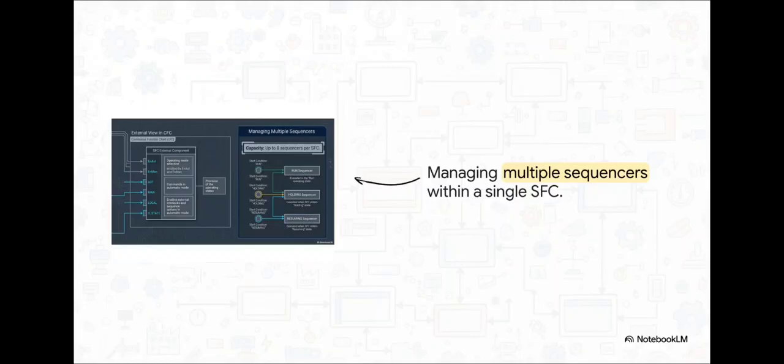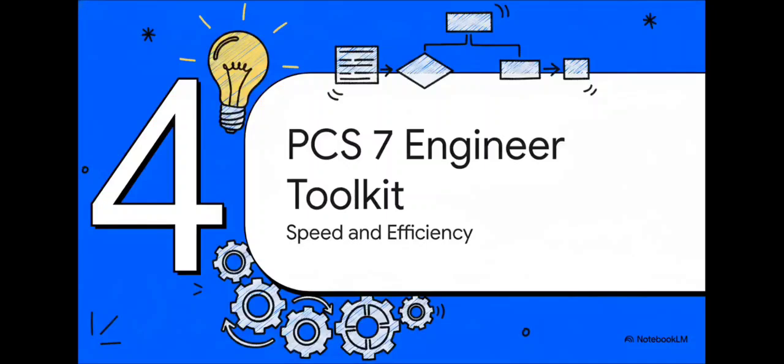You can have one dedicated sequencer just for run, another purely for holding, and yet another just for resuming. They all basically wait in the wings and only execute when the overarching SFC enters their respective operating state. It's incredibly powerful. All right, Section 4, the PCS7 Engineer Toolkit, Speed and Efficiency.